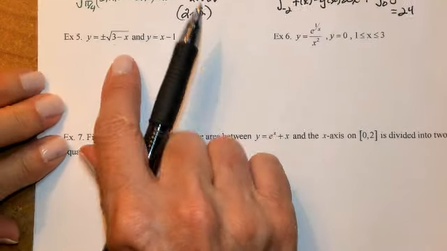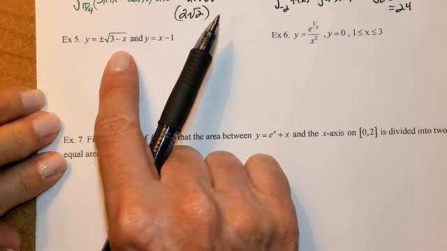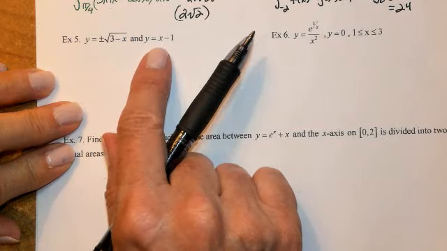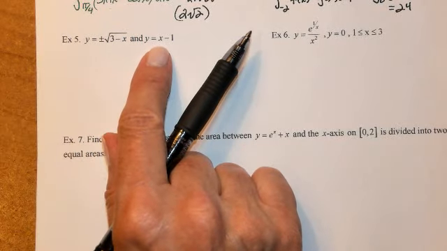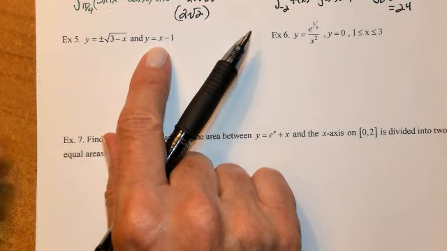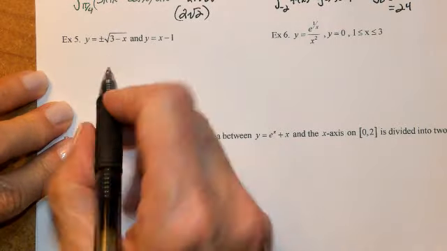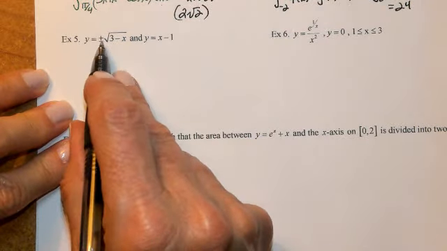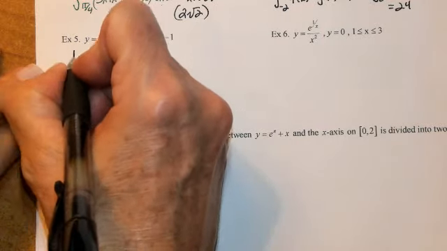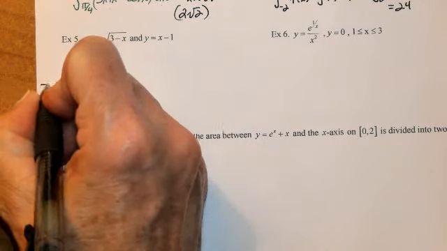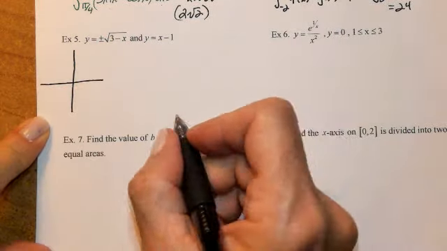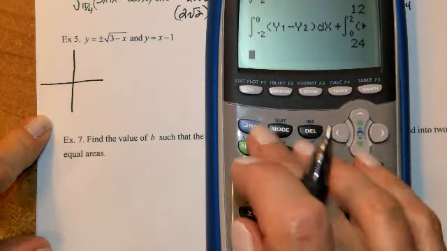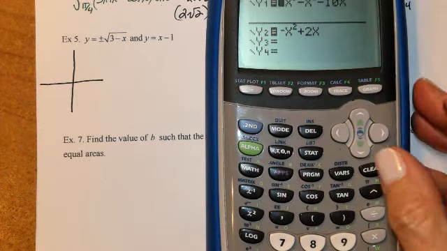All right, example 5. Y is equal to plus and minus square root of 3 minus x, and y is equal to x minus 1. Okay? There are 3 curves here. Do you see the 3 curves? Because this plus and minus counts for 2 curves. Let's sketch this out and see what's happening. This is one that you can do on your calculator if you want. You know what? Probably would do this on your calculator. Let's go do this on your calculator.